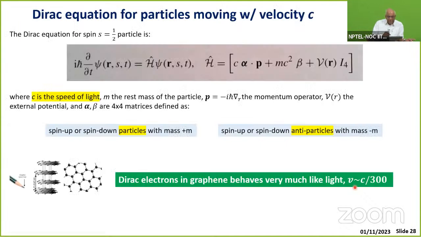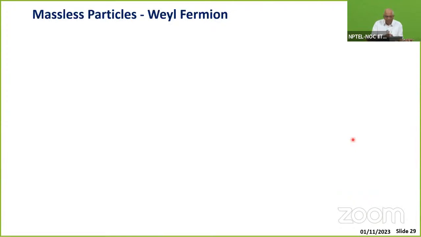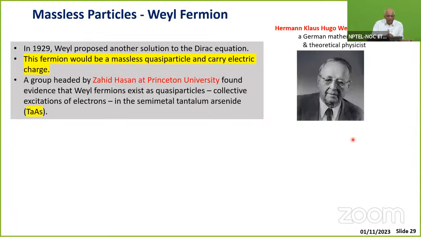Now, this is the original Dirac solution. Right? So a spin up or spin down with positive mass and a negative mass, which solve that equation. But then, lo and behold, Professor Hermann Weyl, a German mathematician and theoretical physicist, in 1929, proposed another solution to the Dirac equation. He conjectured that the fermion would be a massless quasi-particle, but still carry electronic charge. So that is known as the Weyl fermion.